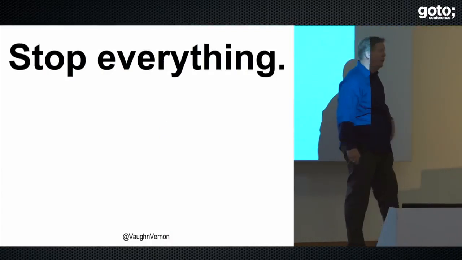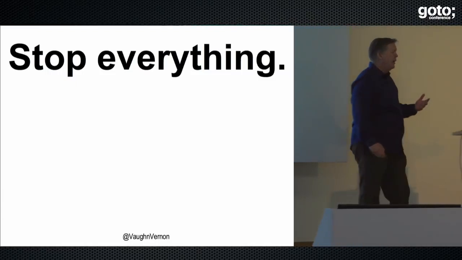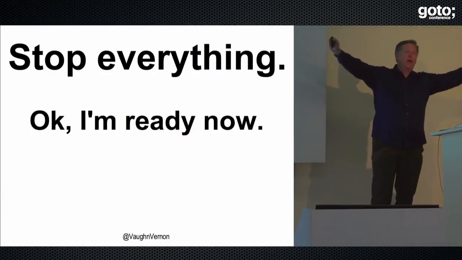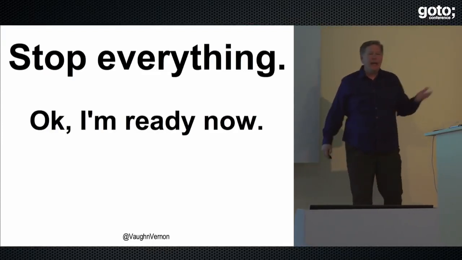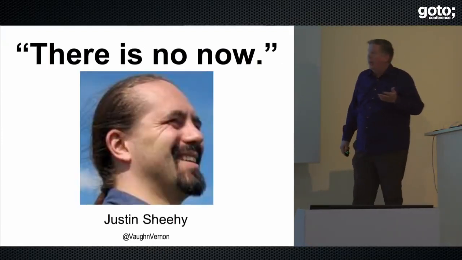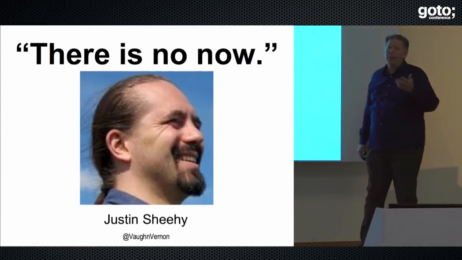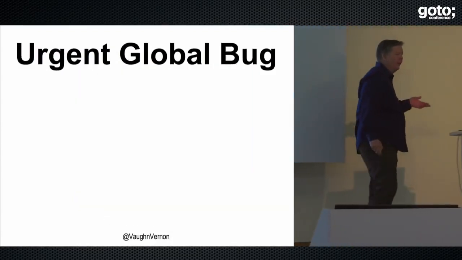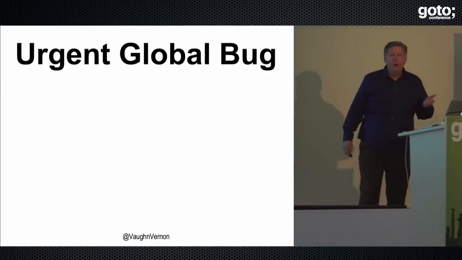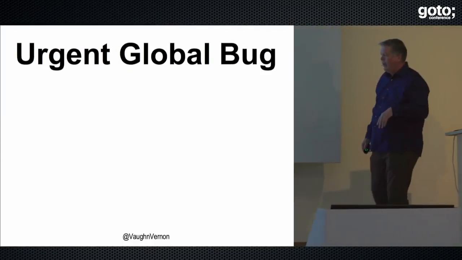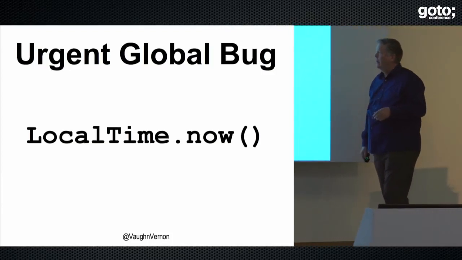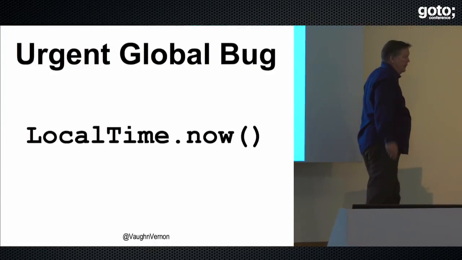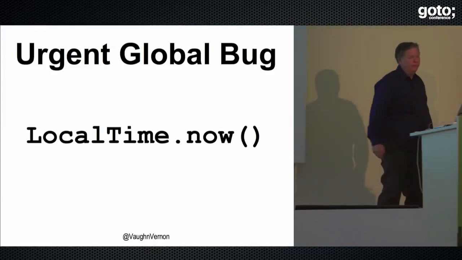Otherwise, you're going to be stuck in this situation, right? Where you say, stop everything. Stop everything. Okay, go ahead, I'm ready now, right? We can't continue to model software that way because there is no now. There is no now. There's actually an urgent global bug. It's an insidious bug that's universally infecting all systems. This is it, right? So look out for that.